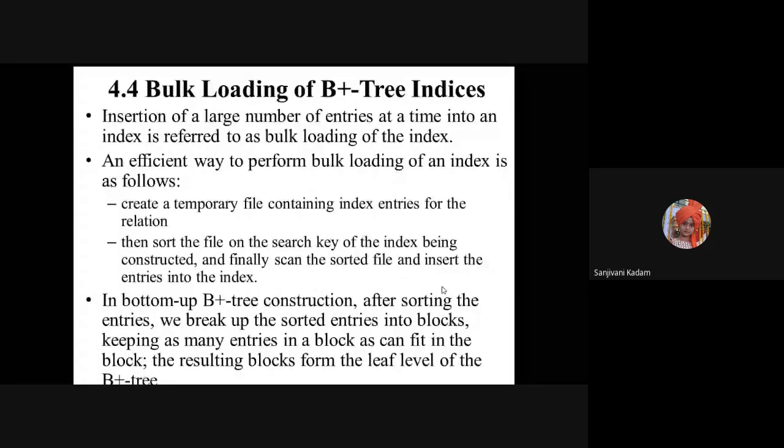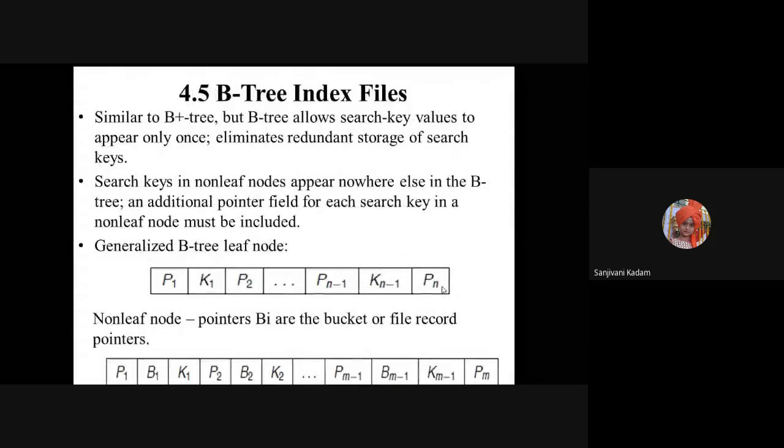Then bulk loading of B plus tree indices, B plus tree index files. So already we have, sorry, this is a B tree index files. In case of B plus tree, we are having a repetition of the node, which means even though elements can be found in the root node or in the internal nodes, still we have to traverse to the leaf node. Okay, that was the concept regarding the B plus tree.